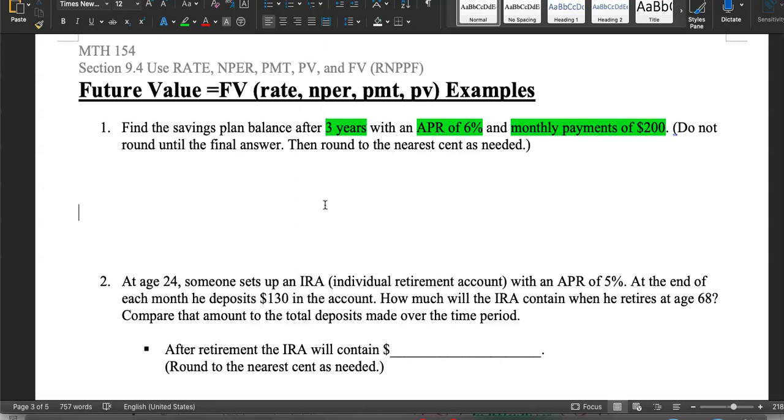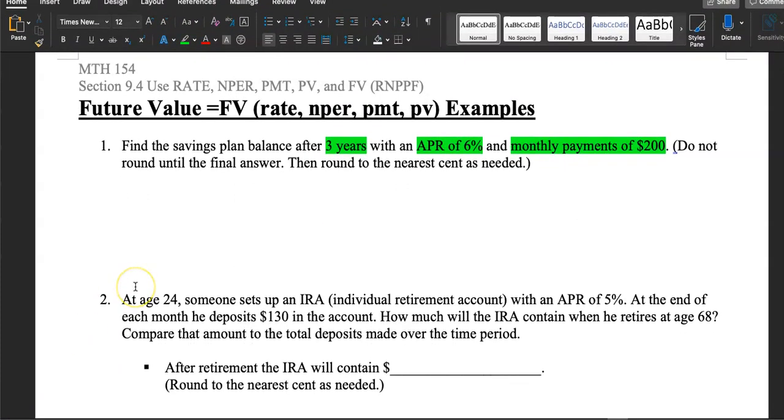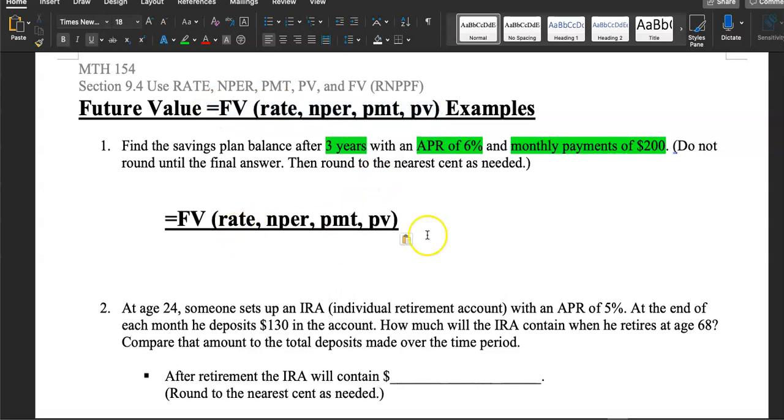Now, what part of what we just read is telling us that we must use the future value function? What part is asking us to find the future value? Find the savings plan balance after 3 years, right? So not today, but how much money am I gonna have in 3 years, right? Not 3 days. So let's go ahead and use that future value function and let's carefully type in our inputs together, okay?